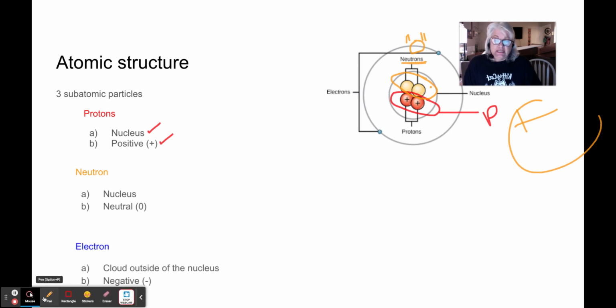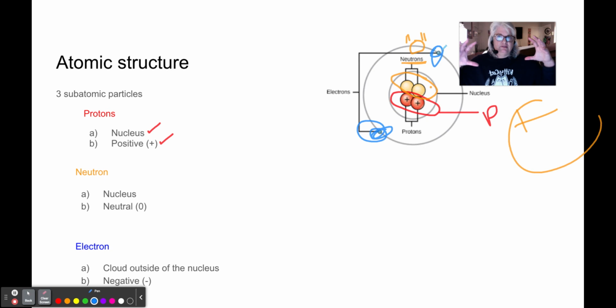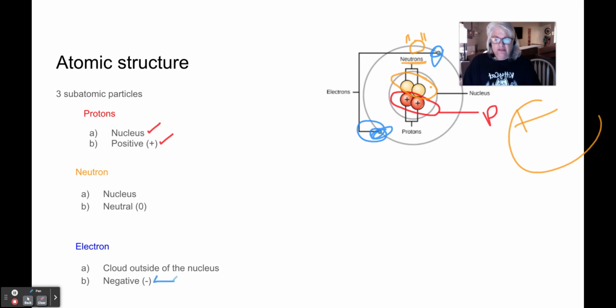The last thing is the electron. Let me get a blue pen. These are teeny tiny particles outside of the nucleus, in a cloud around the atom. And to tell you the truth, most of the atom is empty space. But what's key about these electrons is they're negative. This is where a lot of chemical reactions occur, based on interactions of the electrons. So it's very, very important to know. Electrons are found outside of the nucleus, and they are negative. Protons are found in the nucleus, and they are positive. And neutrons are found in the nucleus, and they are neutral.